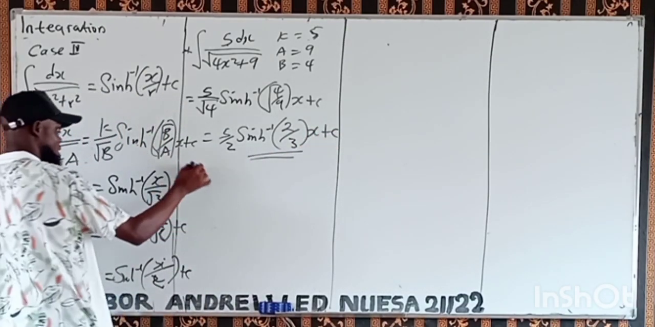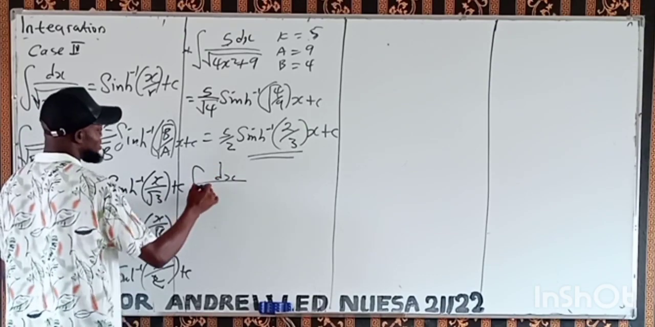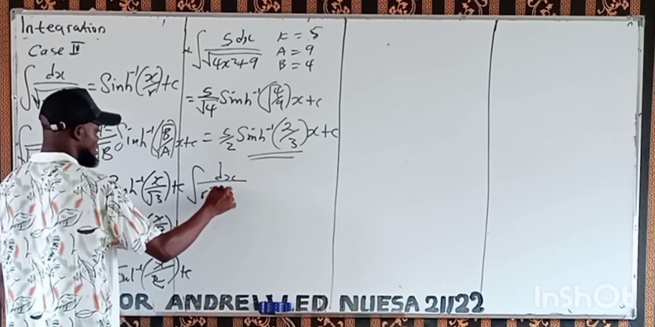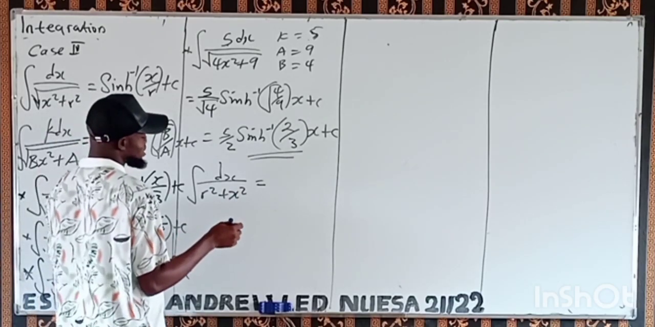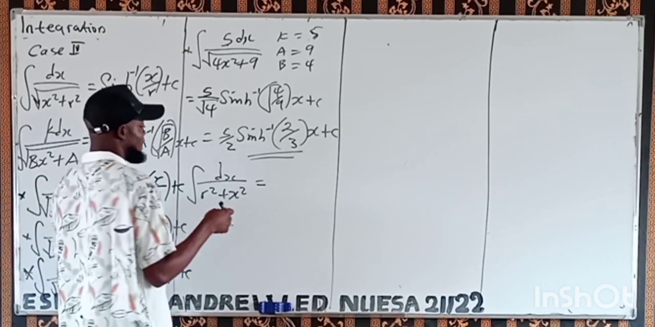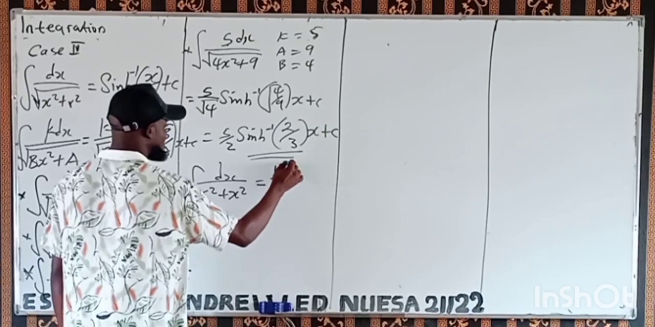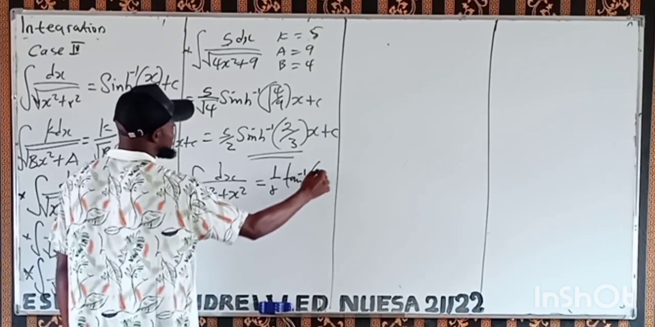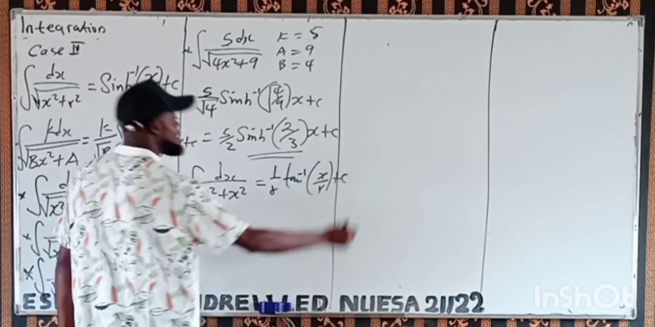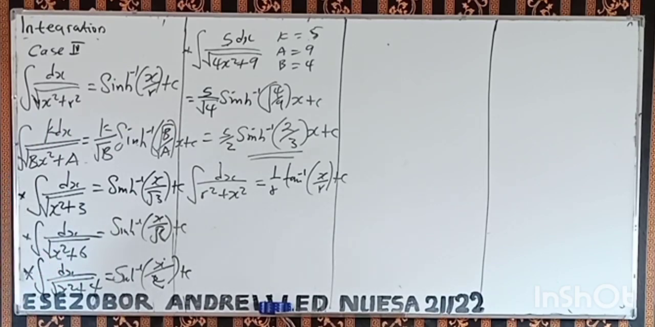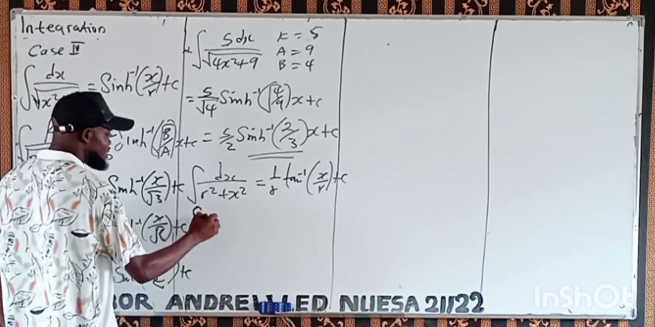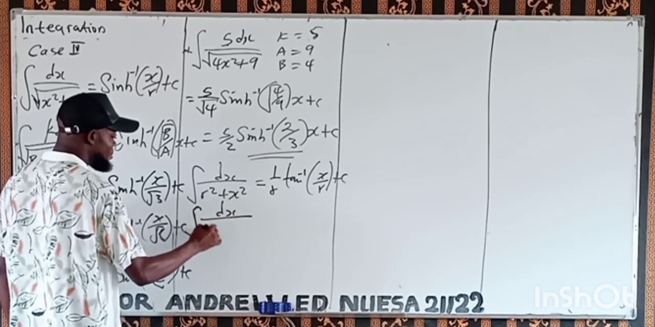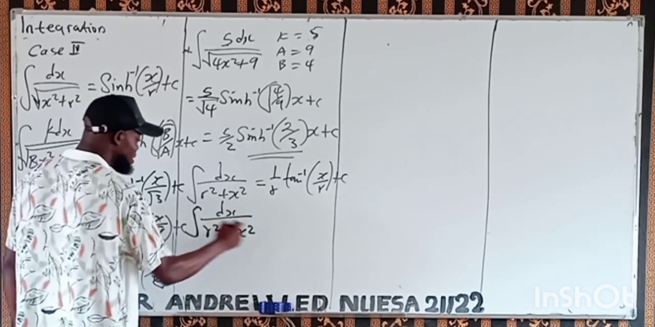Remember what we started from? The integral of dx over r squared plus s squared. So the answer will be 1 over r tan inverse of s over r plus c. Remember that. Now, let's assume this one is not like this. It is dx over s squared minus r squared. There's no square root.